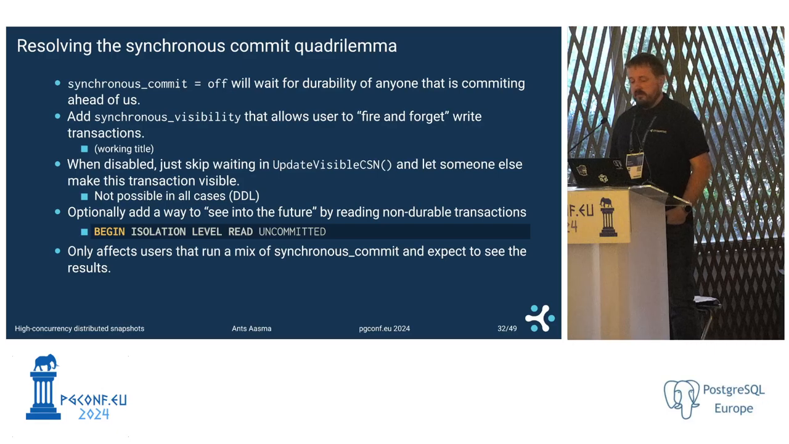And to fix this read-your-writes issue, if you have an application that doesn't want to wait for those synchronous commit off transactions but still wants to see them at the same time, in theory we could add an option to read those. Maybe we can just reuse this read uncommitted stuff to make sure that we can read stuff that probably is committed, but maybe not. But as I said, this will only affect the users that are using synchronous commit off and also want to see it right now. If they don't want to see it, they can just turn off the synchronous visibility and everything will be fine.